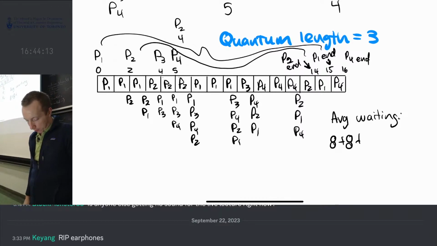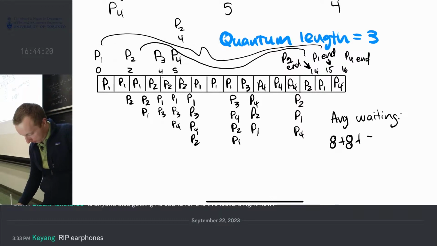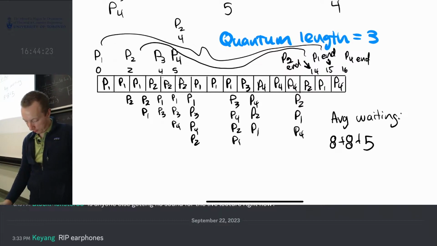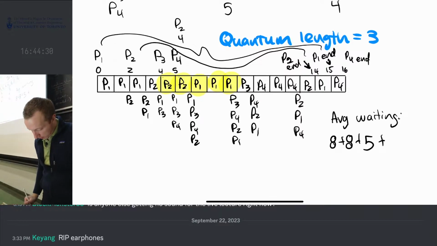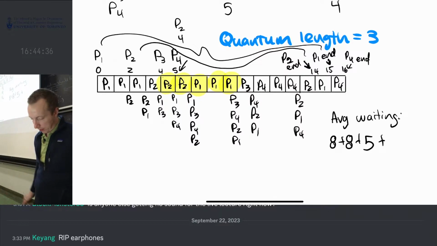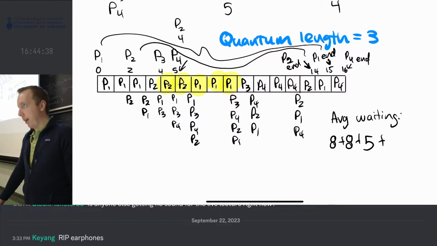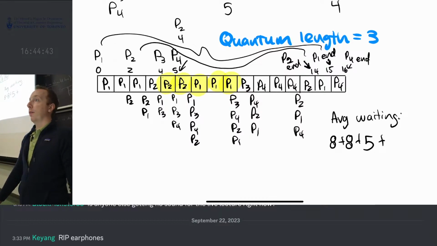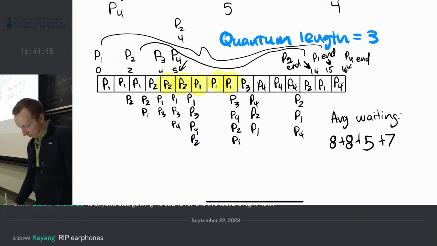And if I do that for the other ones, process 3 was waiting around for, I can count this one, 1, 2, 3, 4, 5. So process 3 was waiting around for 5 time units. And then process 4, well, it ended at time 16. It started at time 5. So it was active for 11 time units. It ran for 4. So 11 minus 4, please say I can do math. It should be 7. So it was waiting around for 7.